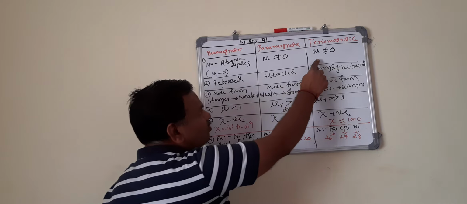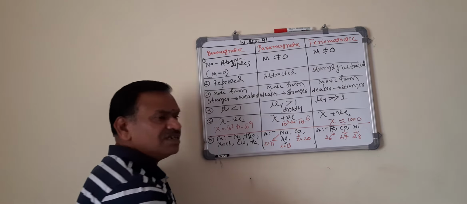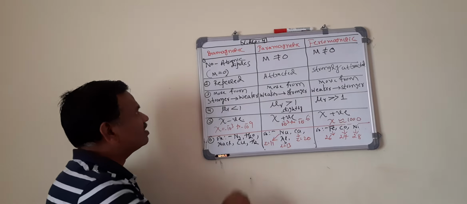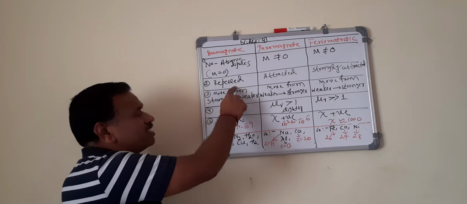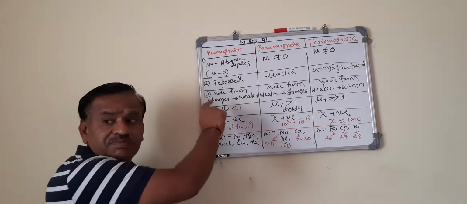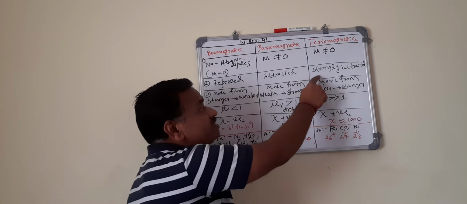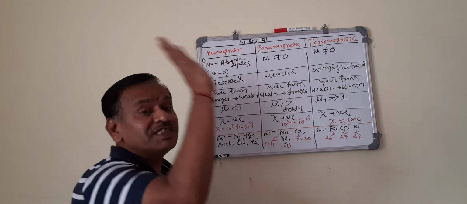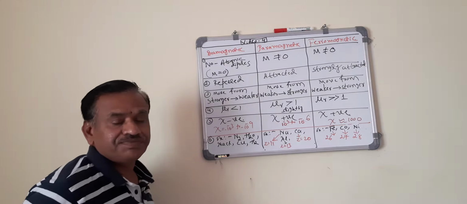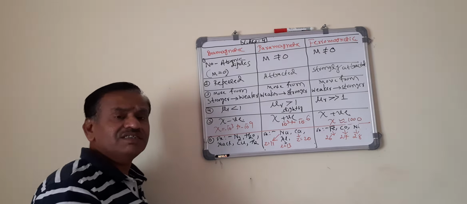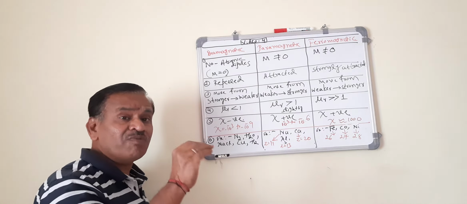For ferromagnetic material also, the net magnetization is not equal to 0. Second one, diamagnetic materials are strongly repelled by the magnetic field. Paramagnetic materials are attracted by the magnetic field, but ferromagnetic materials are strongly attracted by the magnetic field. Attracted means the material is attracted by the applied magnetic field. Third one, whenever such material is placed in a non-uniform magnetic field.